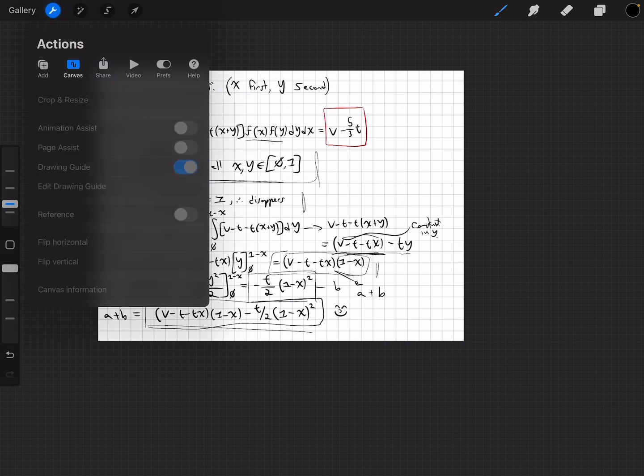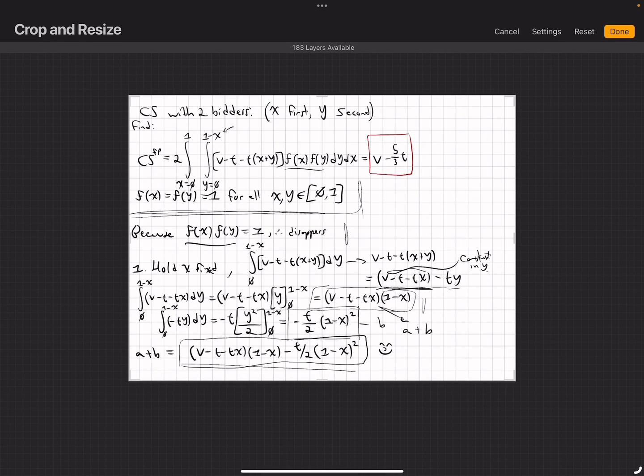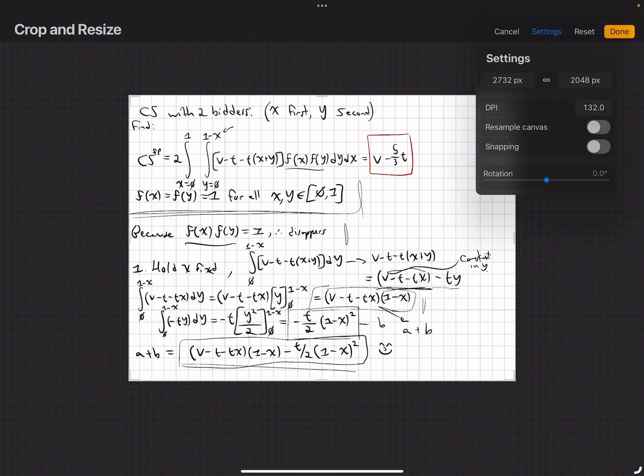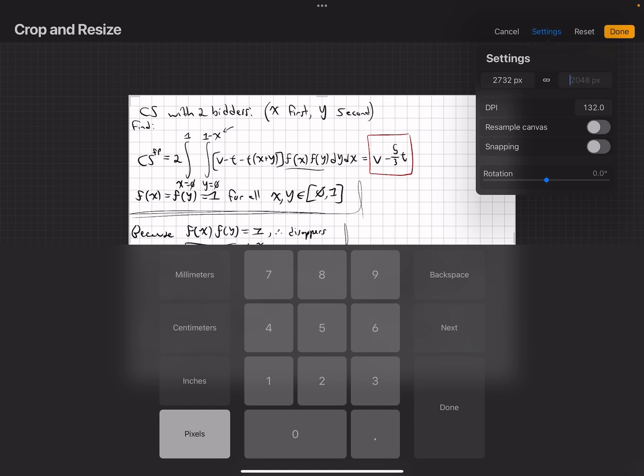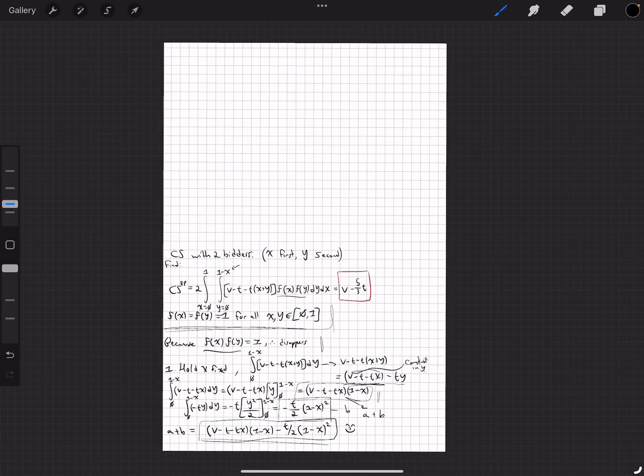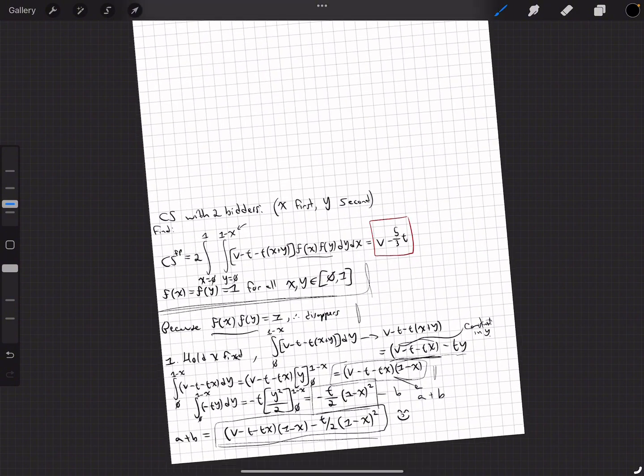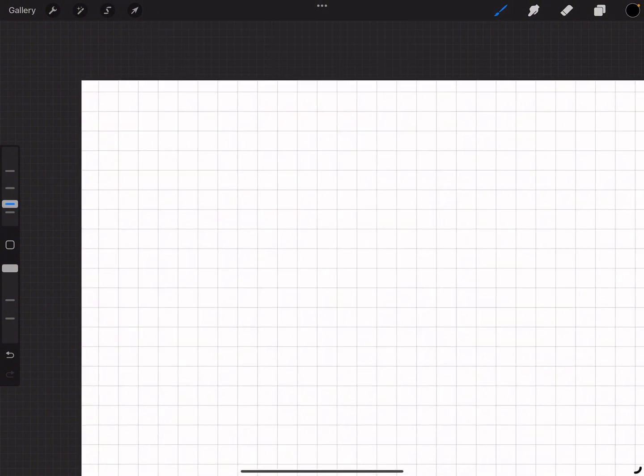I am going to expand the canvas just a little bit. Crop and resize settings. We want this to be longer, I think. Can it go up to 4,000? That would be great. Whoa, okay. So I guess we're just working up here now.